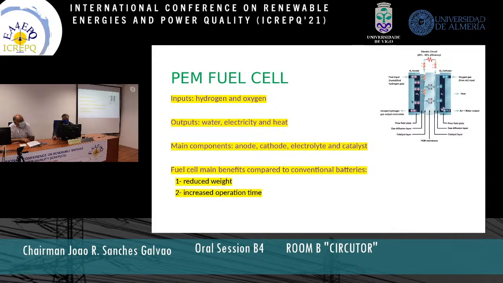Once again, the inputs to a PEM fuel cell are hydrogen and oxygen. The outputs are water, electricity, and heat. The main components are anode, the hydrogen side, cathode, the oxygen side, electrolyte, which is the membrane in the middle, and of course the catalyst, which is usually platinum. Benefits of fuel cells compared to conventional batteries include reduced weight in most cases and increased operation time for machines like drones.